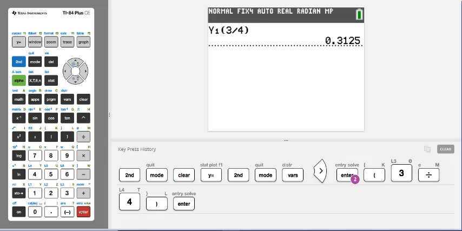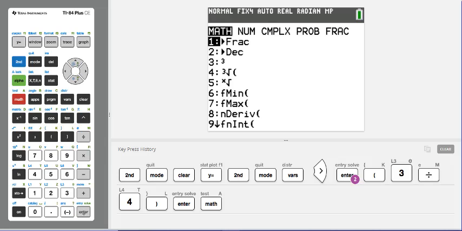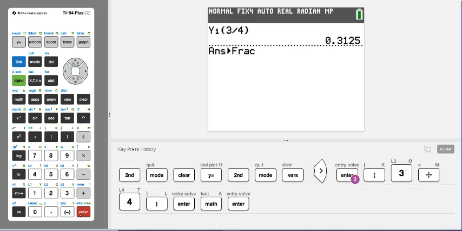Alright, so it gave me a decimal. They want it put in as a fraction. So hit math, and the first selection is taking it back into a fraction. So hit enter, and then hit enter again, and that's 5/16. So that's what I would put in for that.